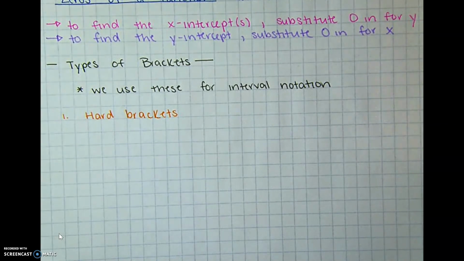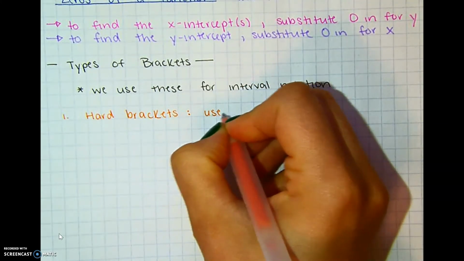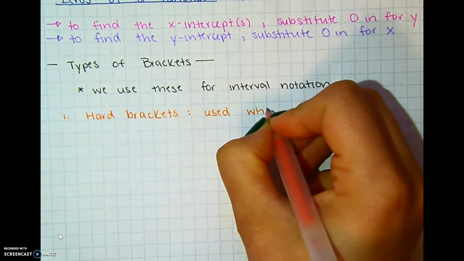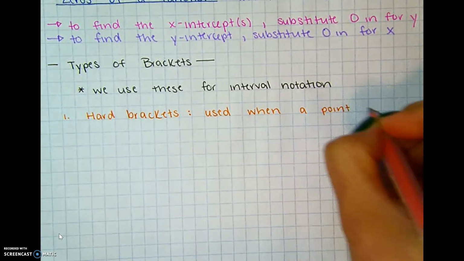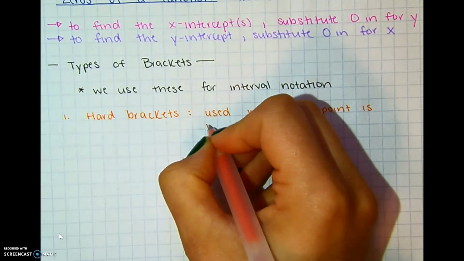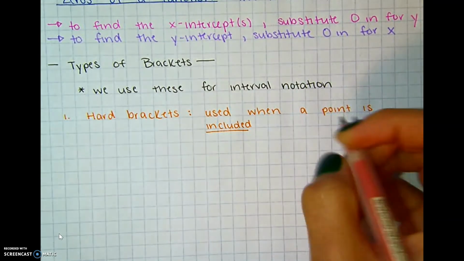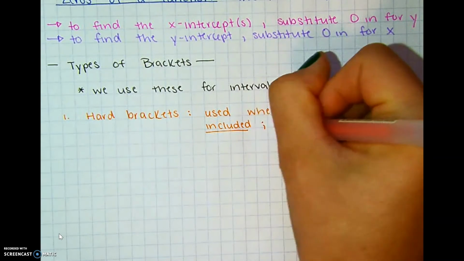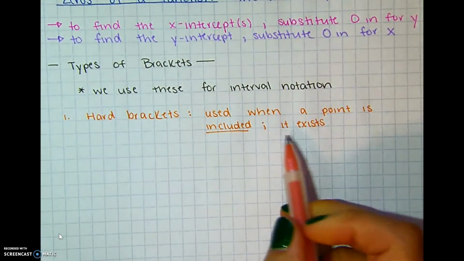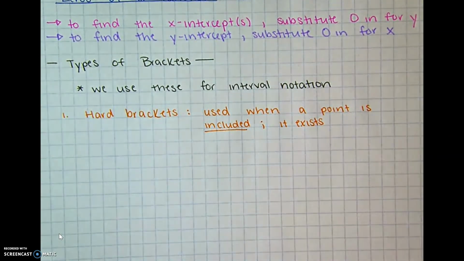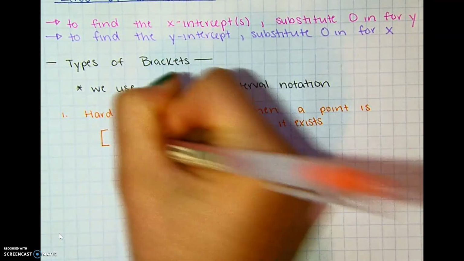So a hard bracket is used when a point or value is included or it exists. So you're going to have to ask yourself that question, does it exist? And if it does, then we can use hard brackets. And they look like this.